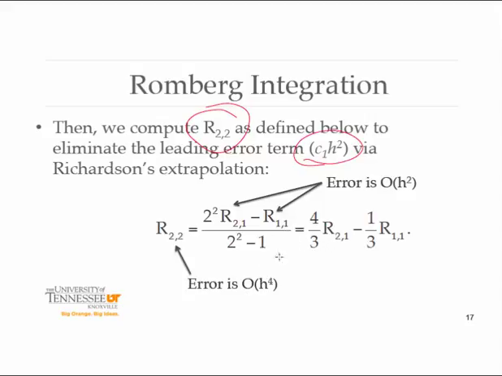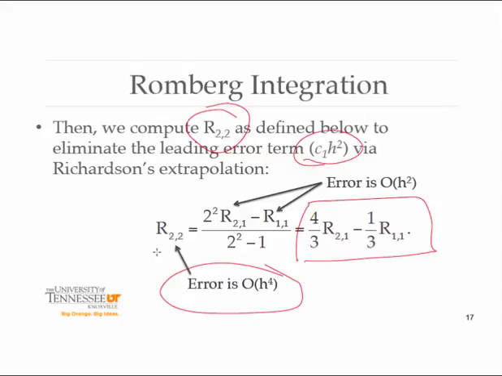And when we do that and just clean up the algebra here, the R22 value would be 4/3 times what you get when you integrate with two panels minus 1/3 what you get when you integrate with one panel. And what's nice about doing the extrapolation is the error term now in this particular approximation is order h to the fourth. You've eliminated that O of h squared error term the same way we did it for finite differences. We're just using some subscripting here, which you'll see in a little bit why we do that.